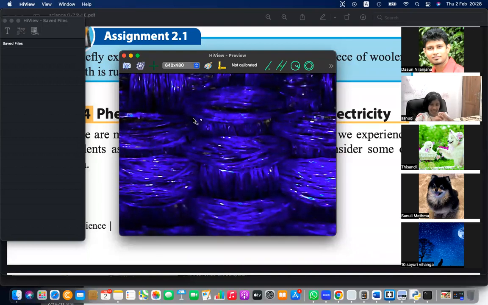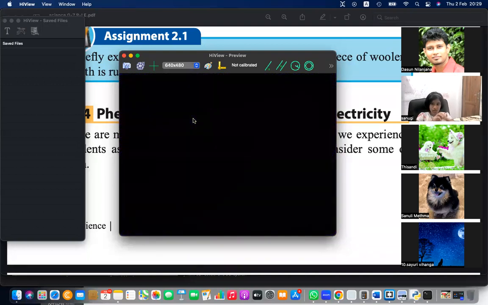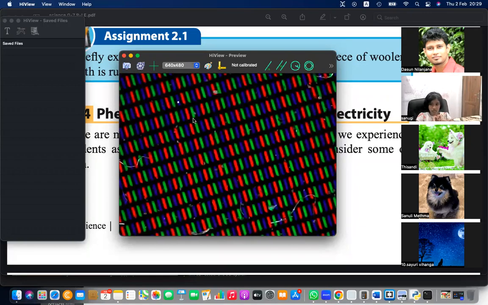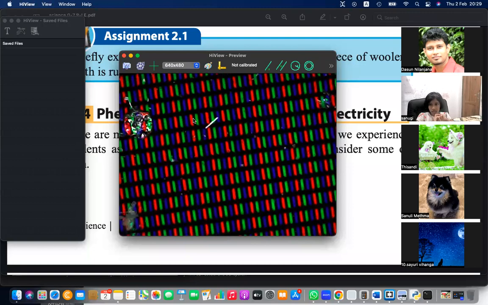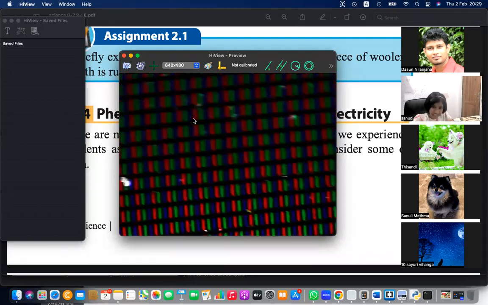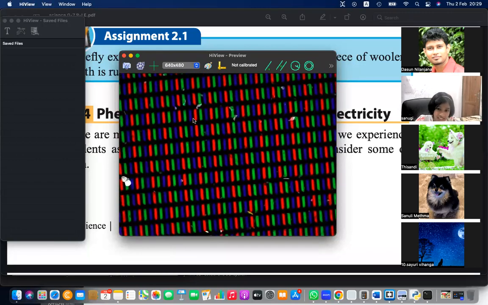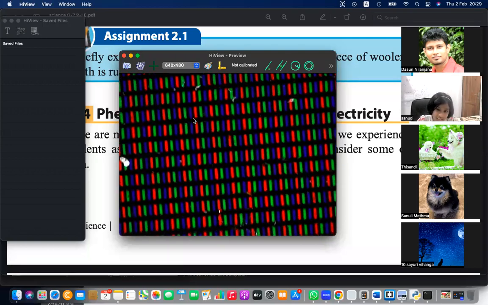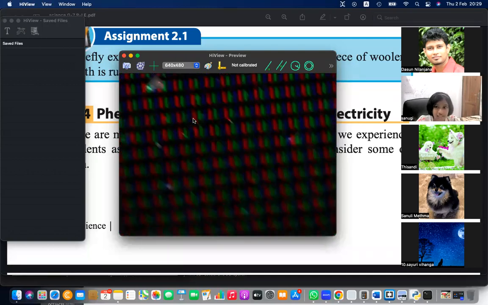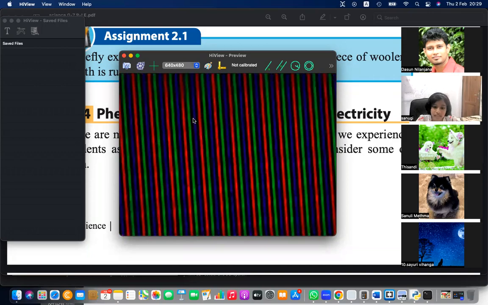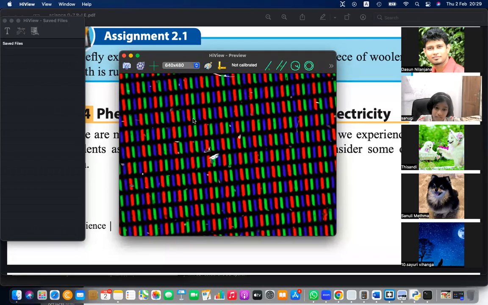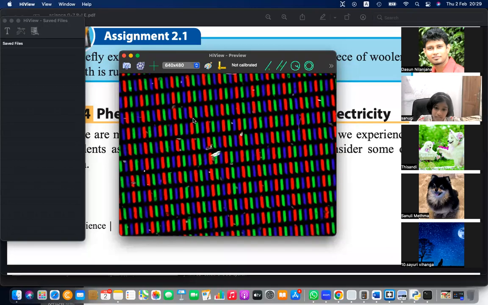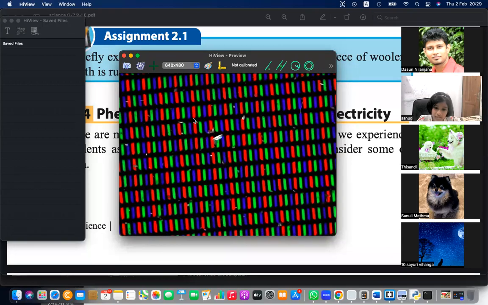Right? And so interestingly, this is your monitor or screen. It has RGB bulbs. Can you see? This is your monitor screen. It has red, green, and blue bulbs. RGB bulbs. But this is in white color areas, right?